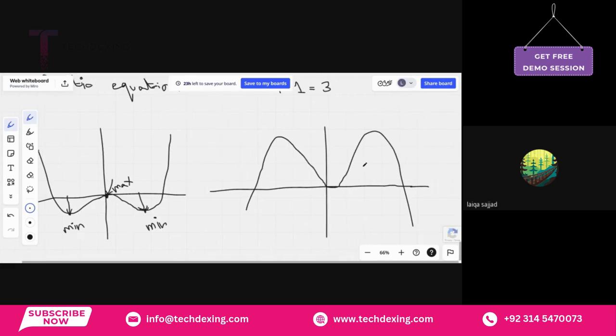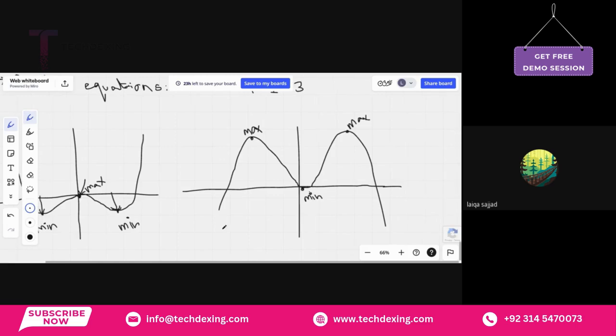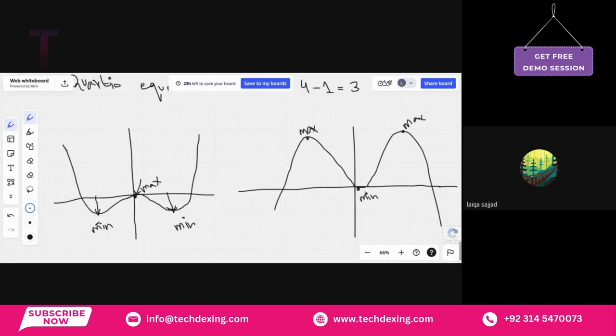If we move towards the next graph, which of these is the maximum? The maximum is the left and the right one. Yes, so this is a maximum, and this one is also a maximum, and which point is this one? The middle one is the minimum. Yes, very good. So you can see that the two graphs are opposite to each other. Over here we have a minimum, then maximum, and then minimum. Two are minimums and one maximum. But over here we have two maximums, and in between we have one minimum. They are opposite to each other.